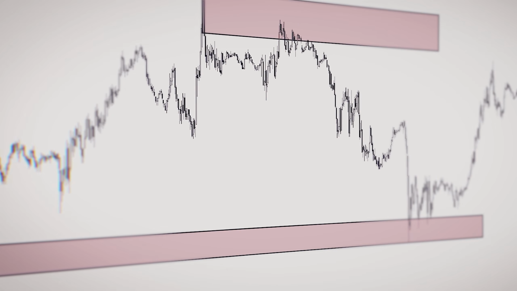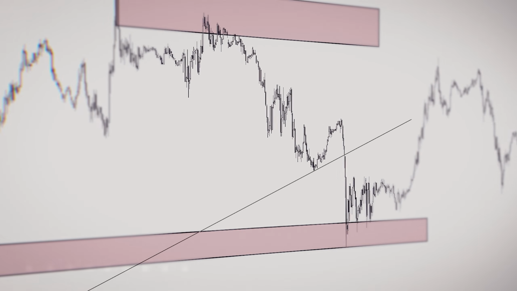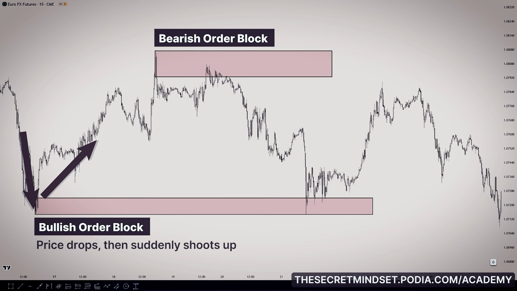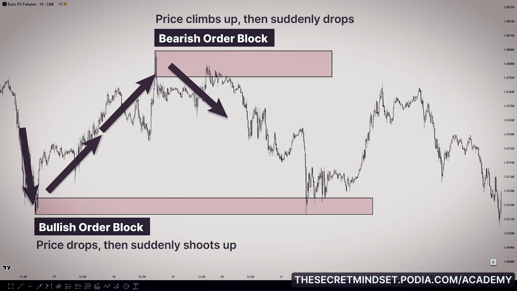There are two main types of order blocks you need to know about. Bullish order blocks, which show up when the price drops, then suddenly shoots up. And bearish order blocks, where the price climbs up, then suddenly drops.